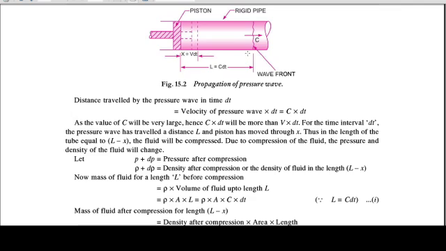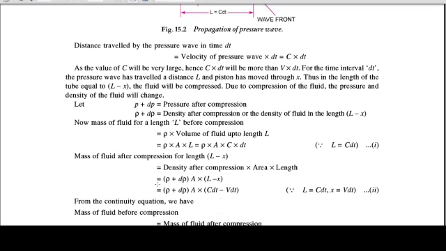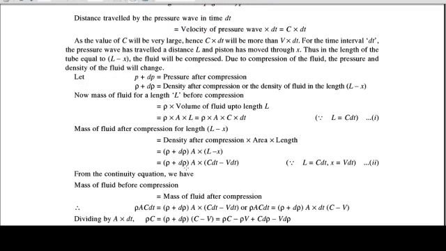Okay, so the mass of the fluid after compression for this length L minus X will become density after the compression into the area into the length. Density after compression we are considering as rho plus d rho. So, density rho plus d rho into the area into the length, that means L minus X.